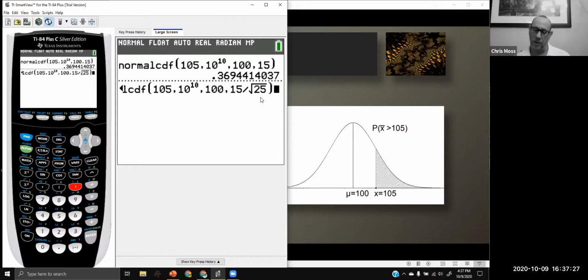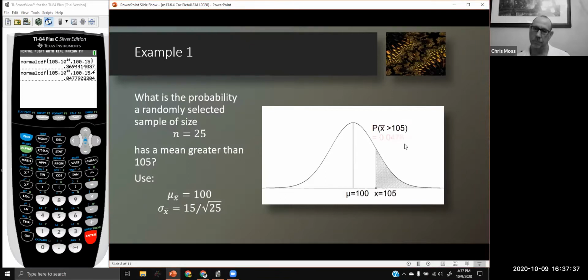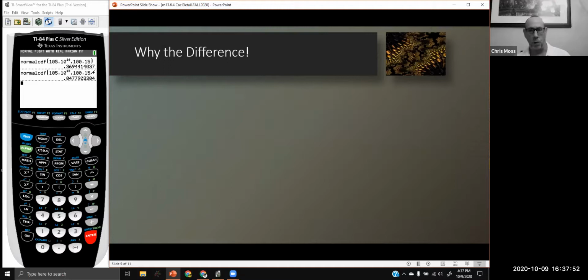Now everything is in there and I'll hit enter and I get a probability of 0.04779 and change. Coming back over here, 0.0478 to 3 significant digits. Now, you'll note that there was quite a bit of difference in the two probabilities, and students usually wonder why that is so. Well, here's why.